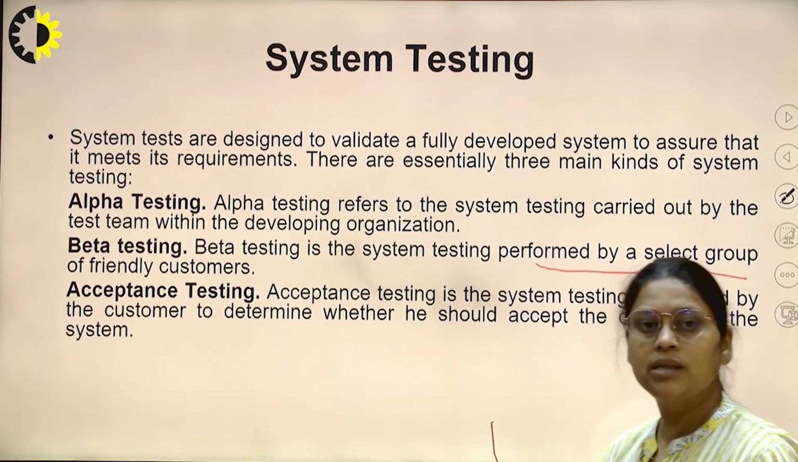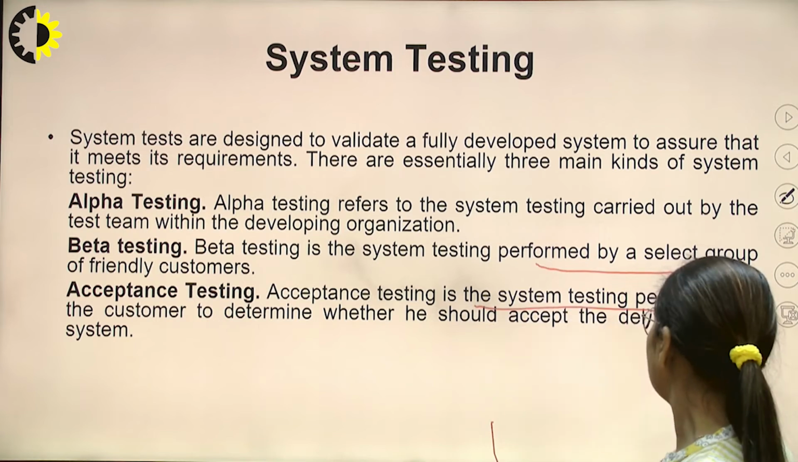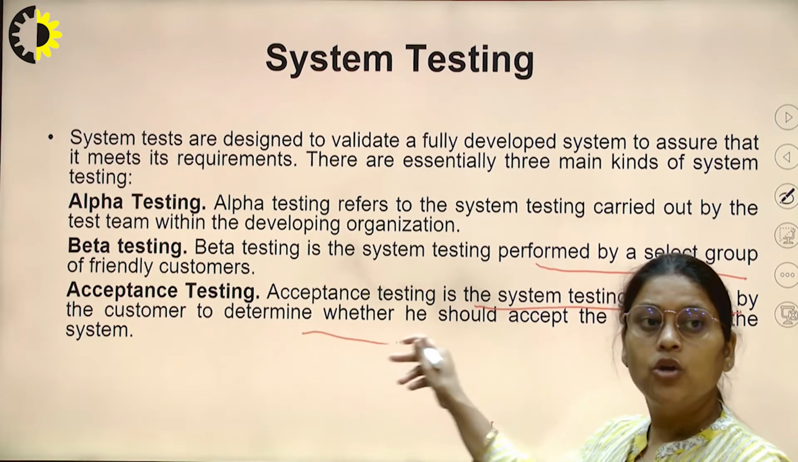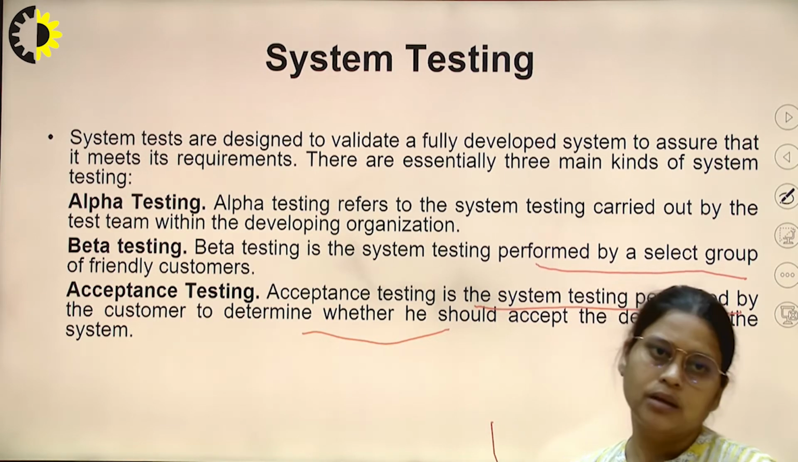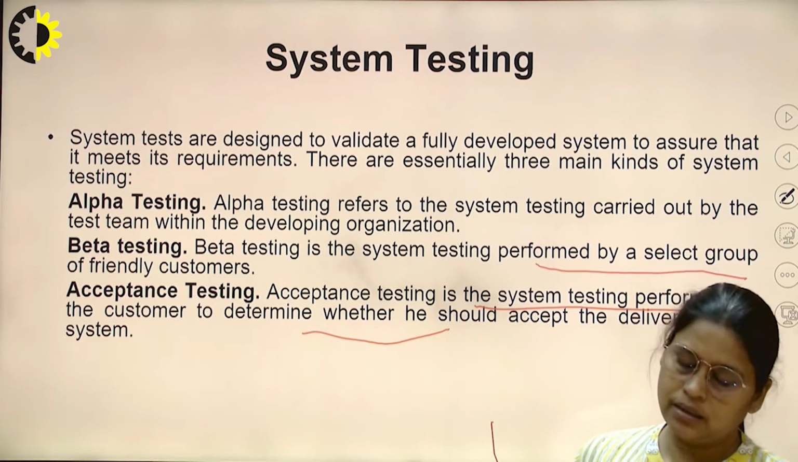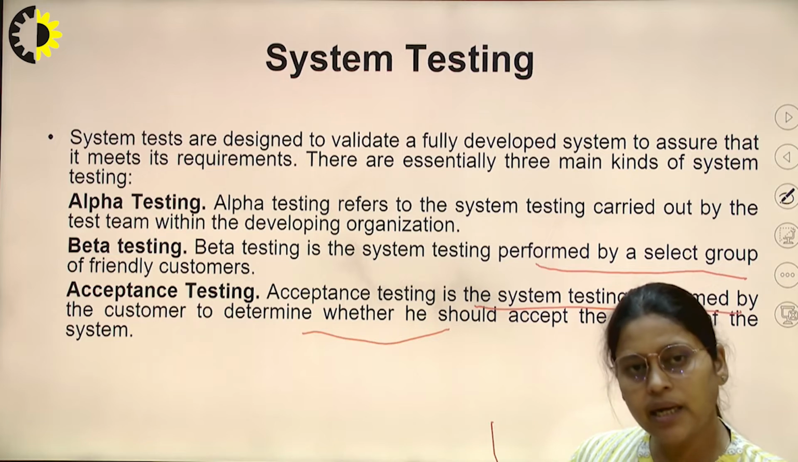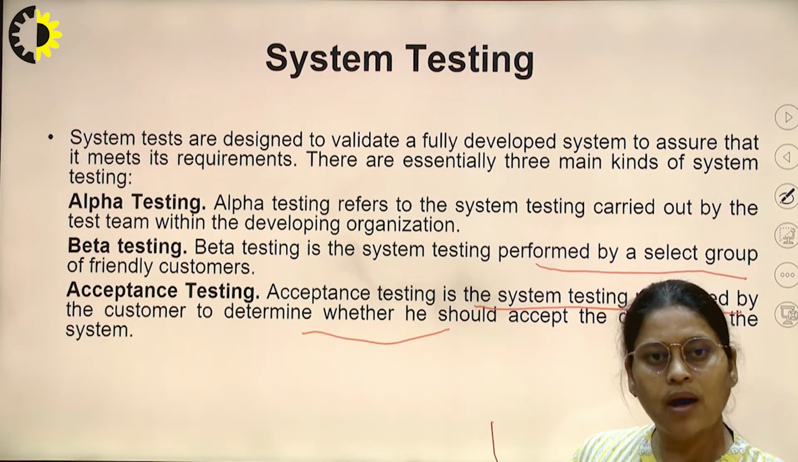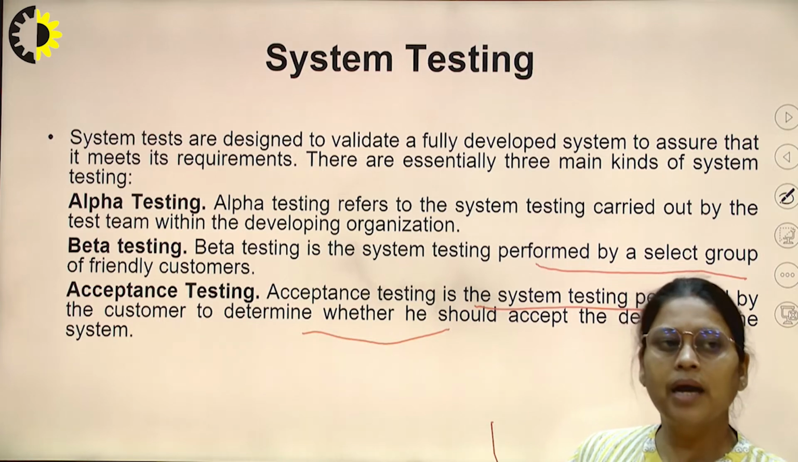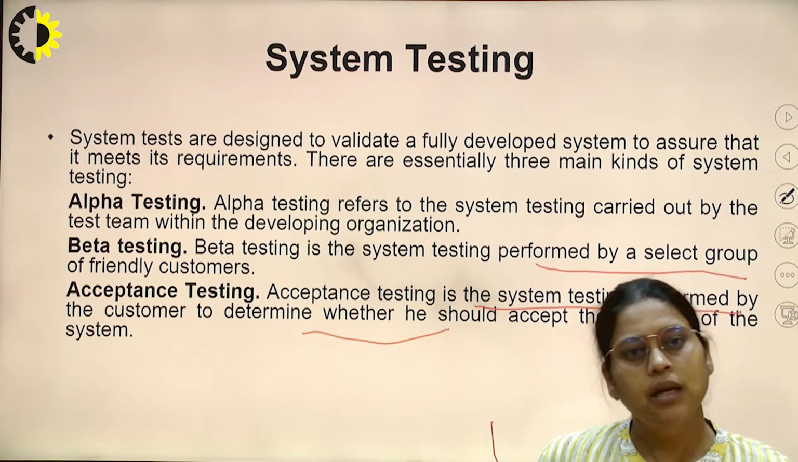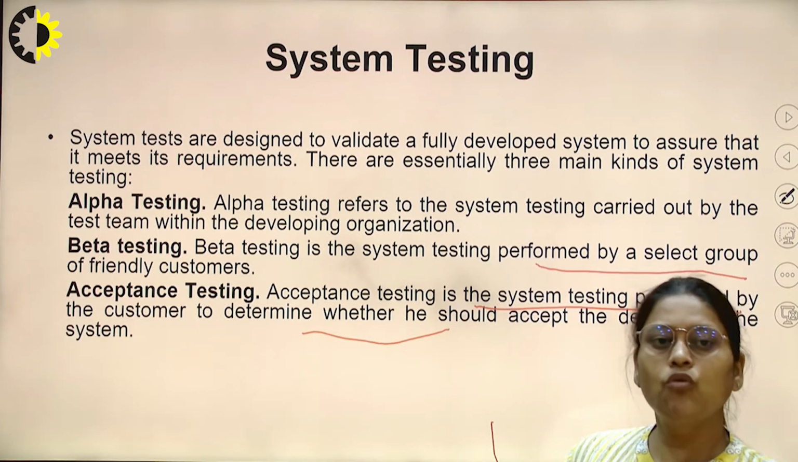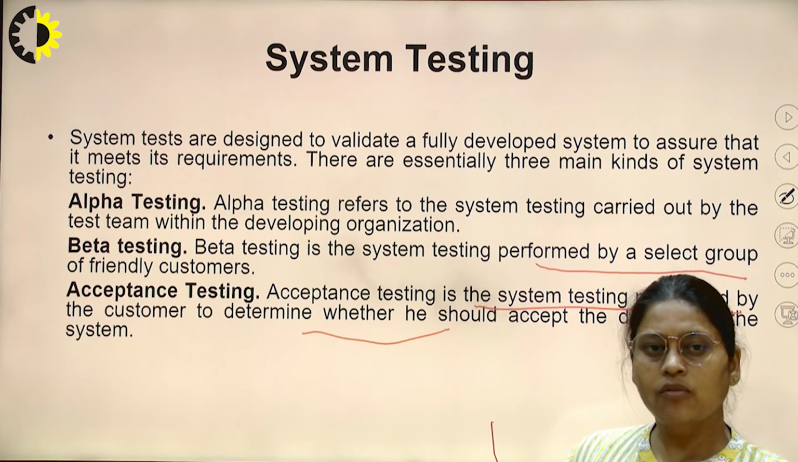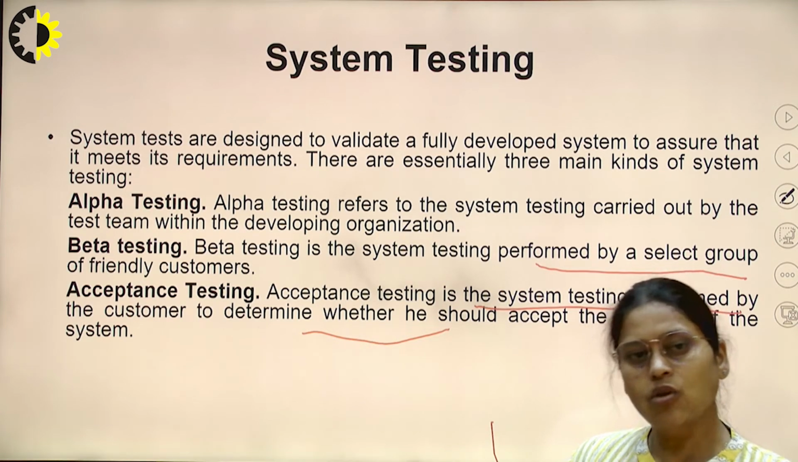And what is acceptance testing? Acceptance testing is a system testing that is performed by the customer at the customer site only. Because the software is completely tested in the organizational environment, and it is already tested by a group of friendly users, now the software is ready for deployment. So we check the client or customer environment also, where we want to execute and deploy the software.